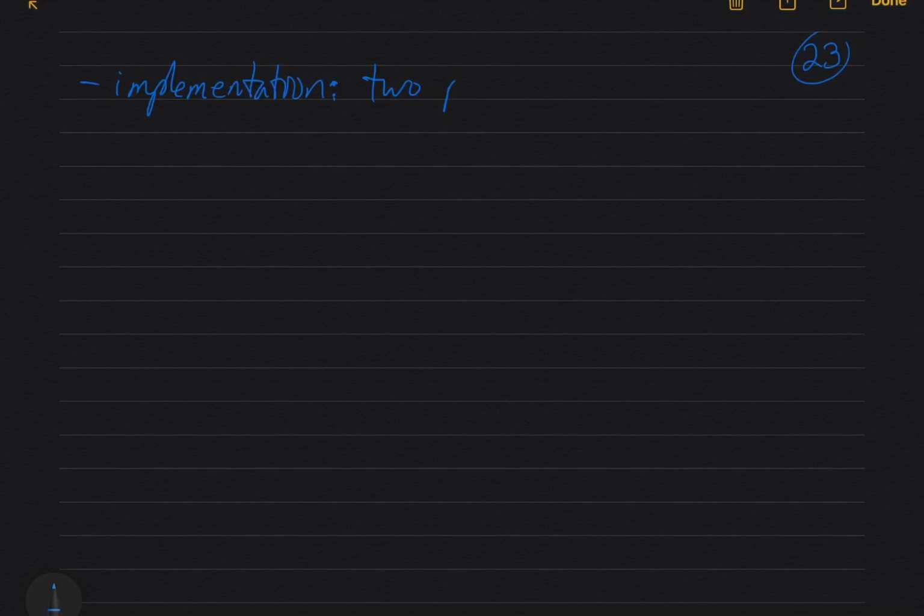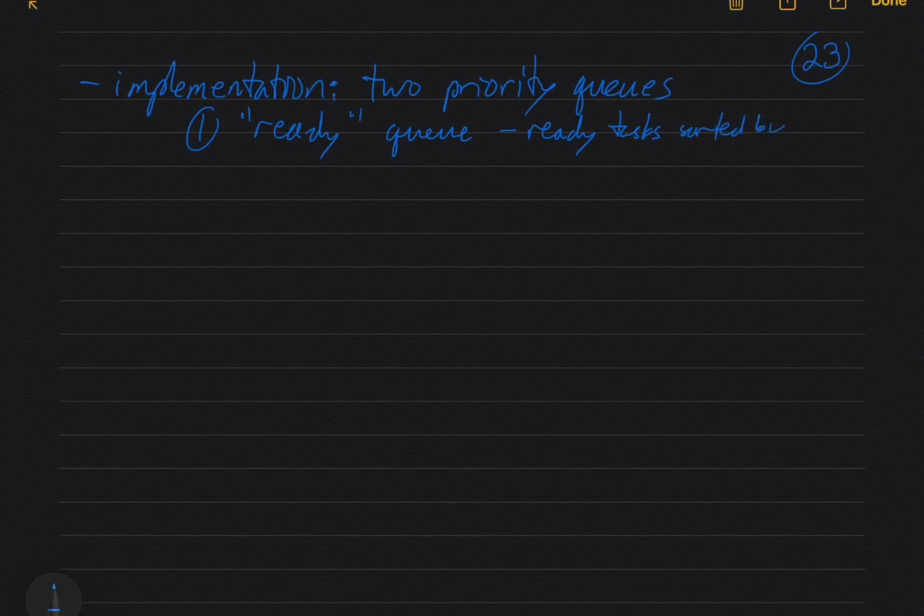So two priority queues. One would be the ready queue, and this would be the ready tasks sorted by deadline from closest to furthest, or smallest to largest.